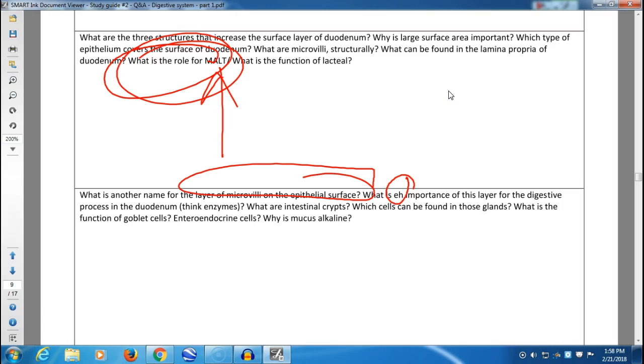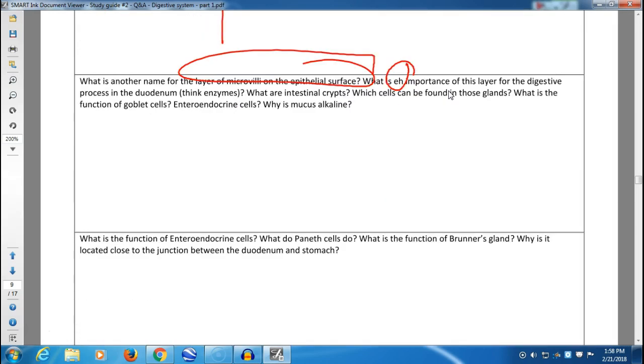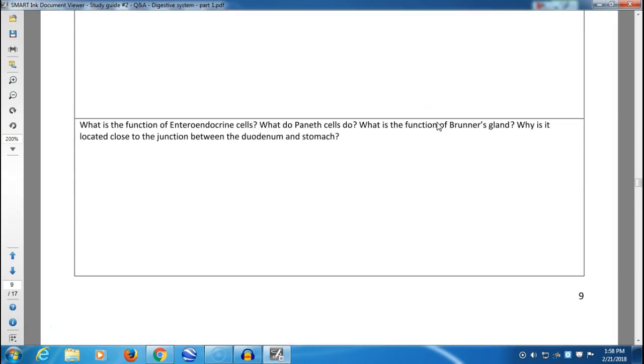Goblet cells release mucus. Enteroendocrine cells release CCK and secretin. Why is mucus alkaline? Because acid is coming from the stomach. Paneth cells, what do they do? Phagocytose, yes.